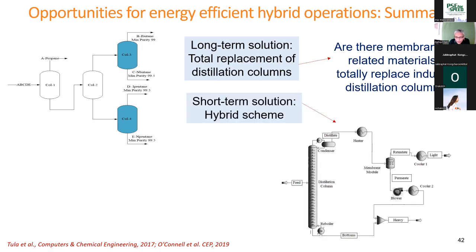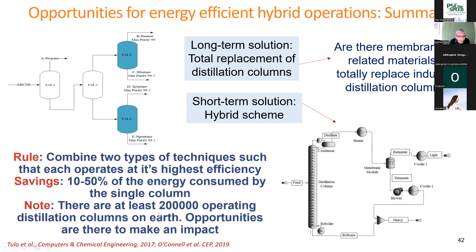But short-term solution, as I've shown you, is another figure here. We can just add a membrane unit and keep the original distillation column as it is, and we will save significant amount of energy. The rule: combine two types of techniques, distillation and membrane, that operate at their highest efficiency. Distillation only up to the purity at which it operates very efficiently, and membrane only for small flow rates. Savings of 10 to 50% can be achieved, and this is the correct figure now.